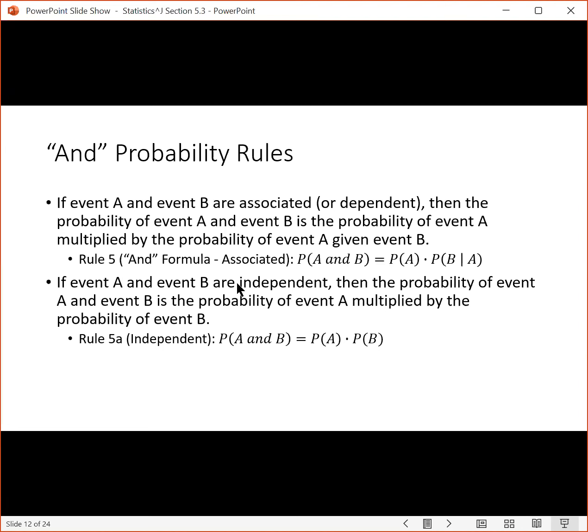If event A and event B are independent, then the probability of event A and event B is the probability of event A multiplied by the probability of event B. So we don't have that conditional part. Those are the two different cases.